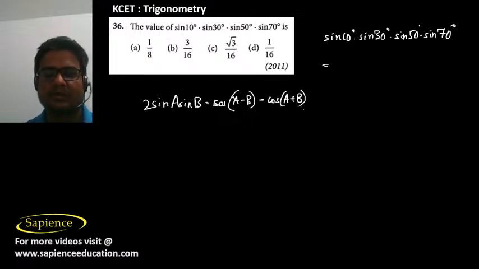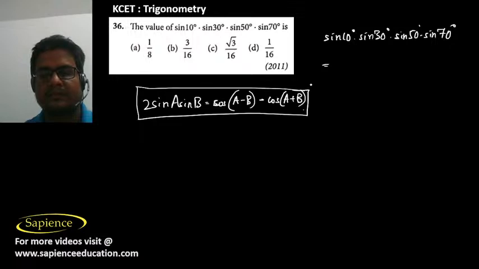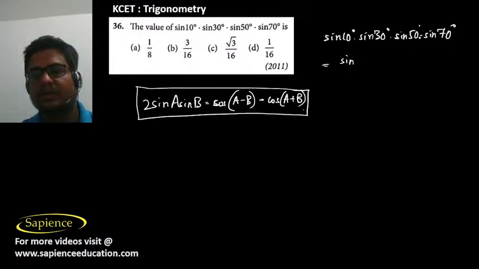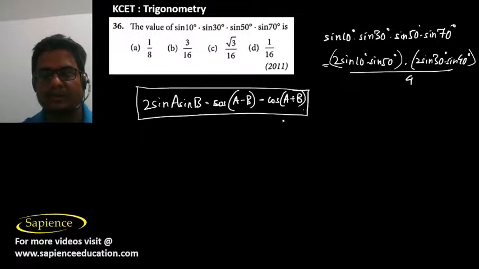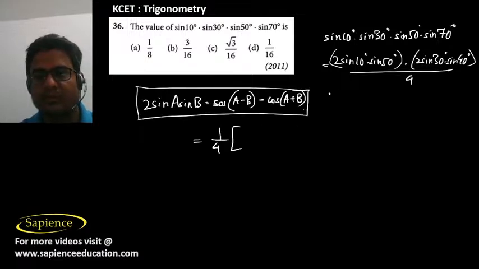Since here we'll have cos A cos B plus sin A sin B, and here we will have cos A cos B minus sin A sin B. So this formula we can apply here. I can take sine 10 and sine 50 together, and sine 30 and sine 70 together. So we can write 2 sine 10 degree into sine 50 degree into 2 sine 30 degree into sine 70 degree, whole divided by 4. So therefore that will be 1 by 4 into 2 sine 10 sine 50.